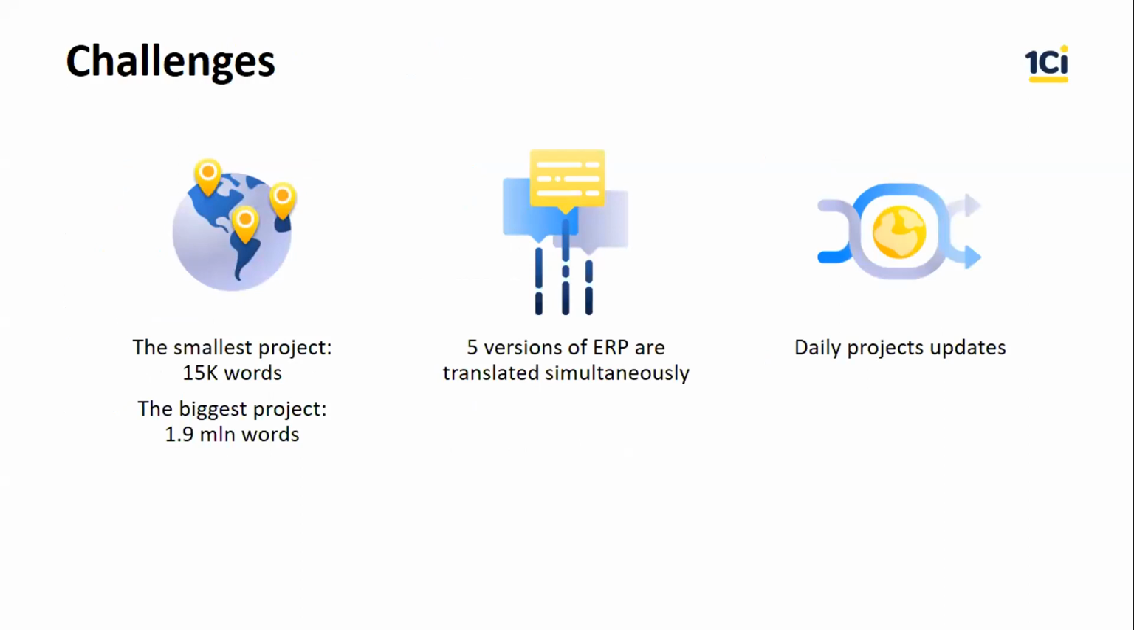We face major challenges during our work. You can see some of them on the screen. For example, the smallest project we have consists of 15,000 words, and the biggest one, which is the ERP system, consists of approximately 2 million words. This is really huge, and that ERP system is translated in 5 versions simultaneously, and practically for every project we have daily updates.